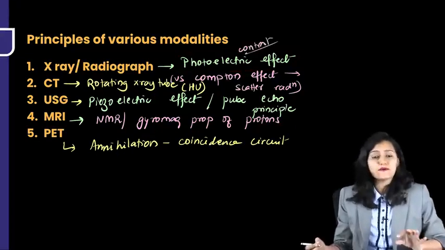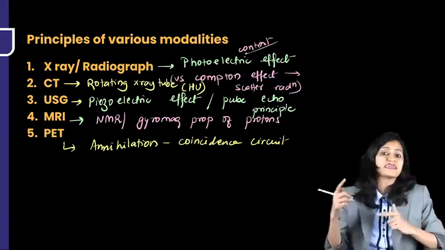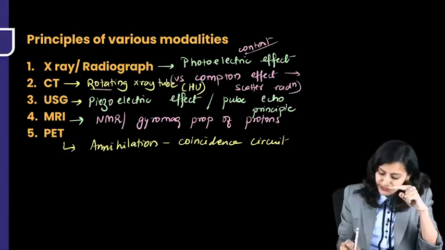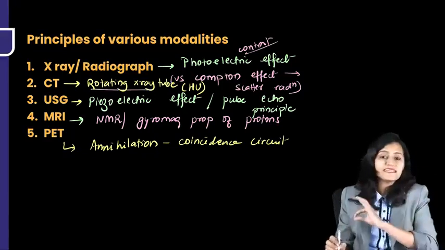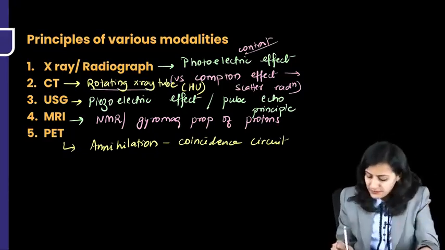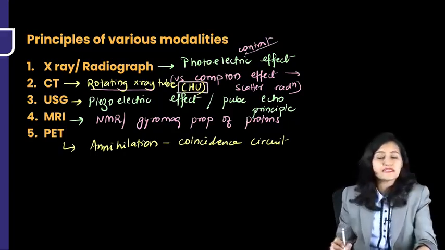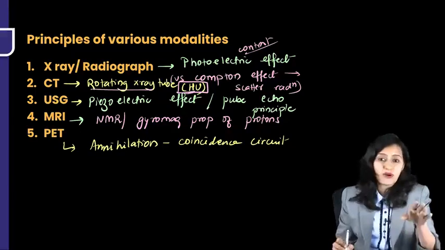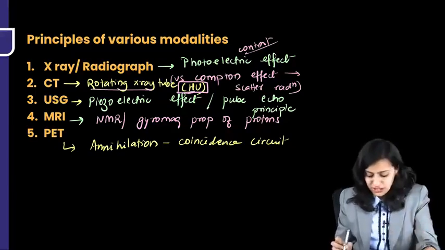CT scan, the principle of CT scan, CT is actually a 3D X-ray. It is 3D because we have a rotating X-ray tube. And each substance appears black or white based on its Hounsfield units, the HU value. So remember, Godfrey Hounsfield was the one who invented the first CT machine.